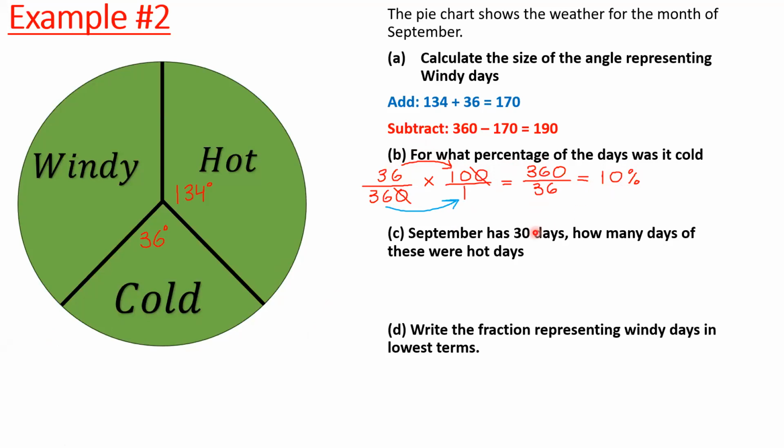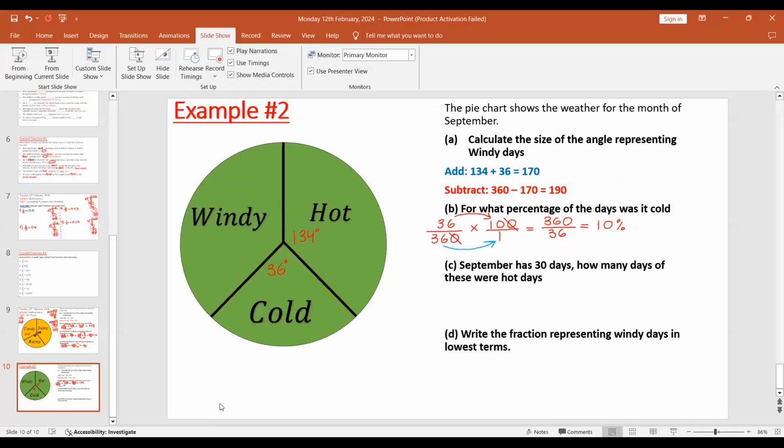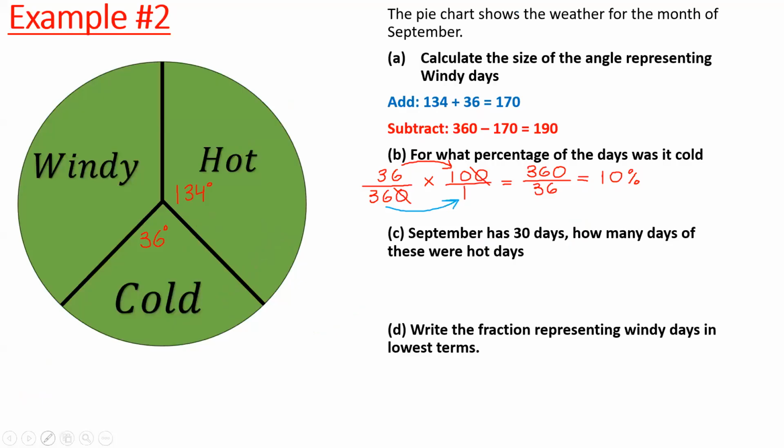All right. Now, September has 30 days. How many days of these were hot days? So we're going to do hot days: 134 over 360 times 30 over 1. Cancel the zeros.